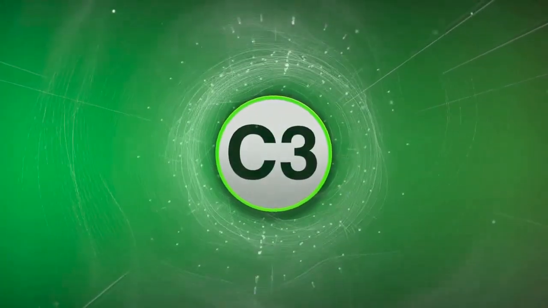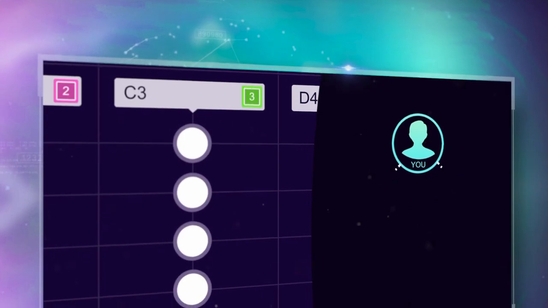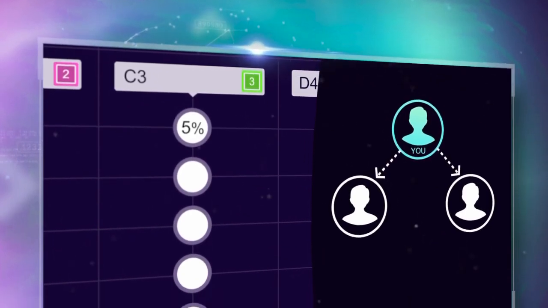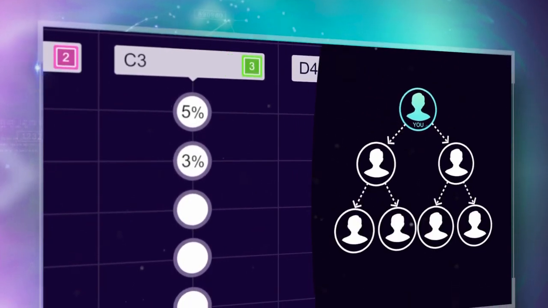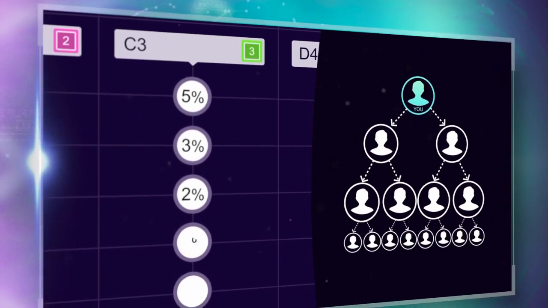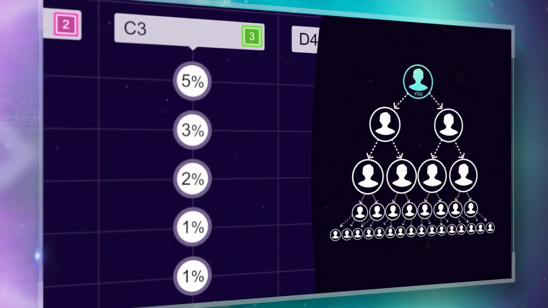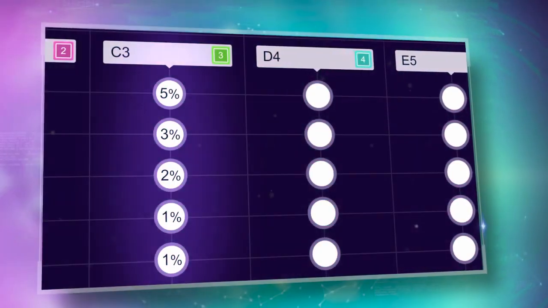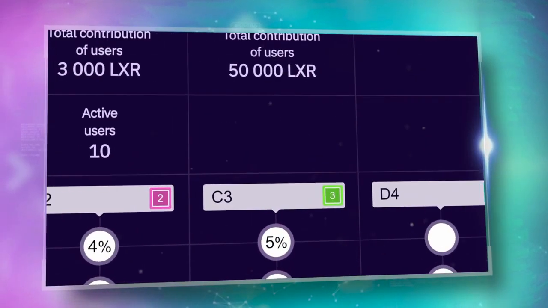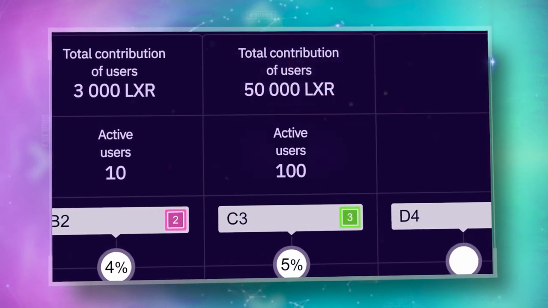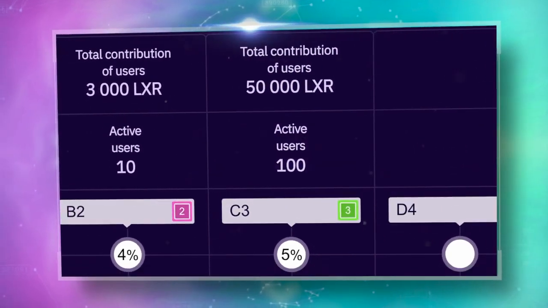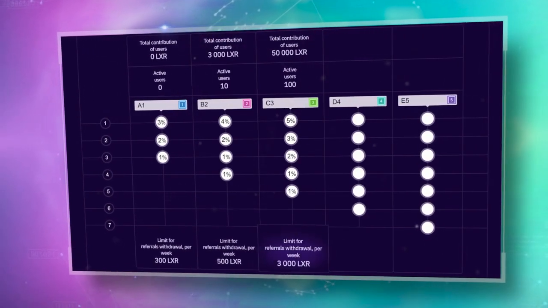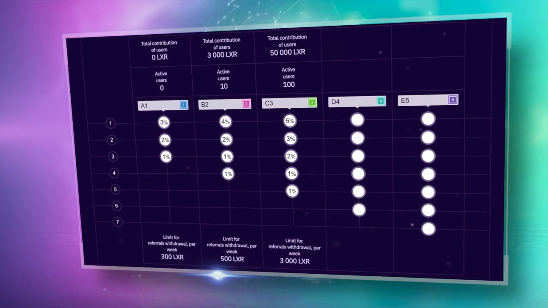C3. On this rank, you are profiting from 5 levels of your structure. You will get 5% from your first level, 3% from your second, 2% from the third, and 1% from both the fourth and fifth level. You may move to the C3 rank if you have a turnover of more than 50,000 LXR and 100 active members. The weekly limit for referral withdrawal on this rank is 3,000 LXR.